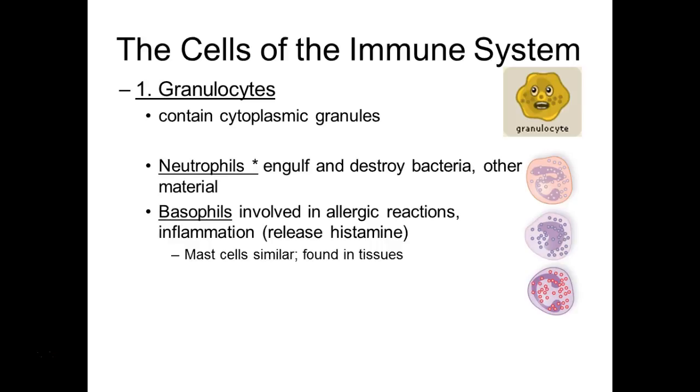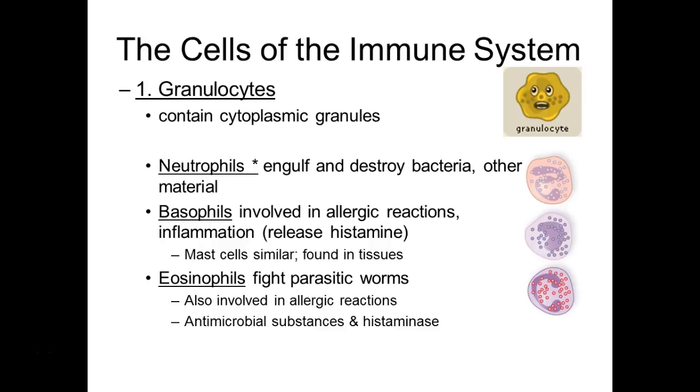Basophils are involved in allergic reactions and inflammation reactions, especially when they release histamine. So histamine's a vasodilator, right? It's going to cause blood vessels to become leaky. Mast cells are similar to basophils, but they're found in your tissues. So they're similar in that they release things like histamine, but you're not going to usually find them in your blood.